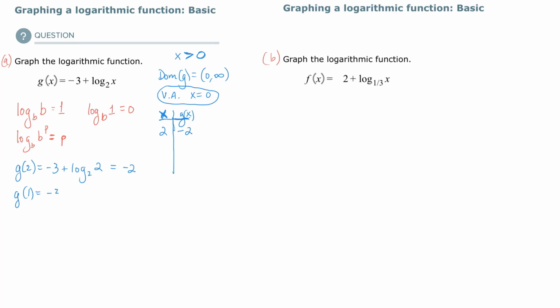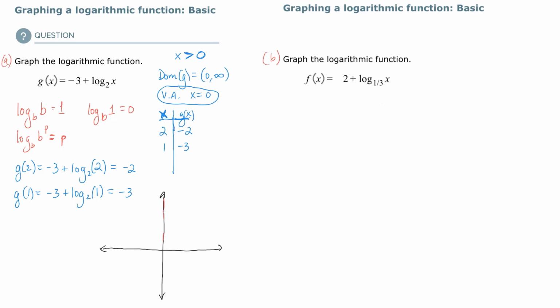We get negative 3 plus log base 2 of 1, which is 0. So that is now negative 3. So 1 and negative 3. And we have a vertical asymptote. So I believe that's enough to draw a pretty decent graph. Our vertical asymptote is at x equals 0.